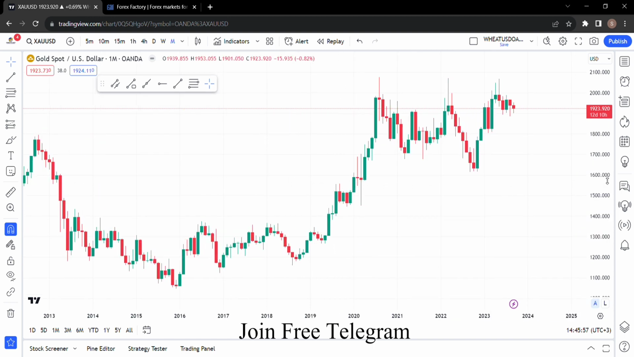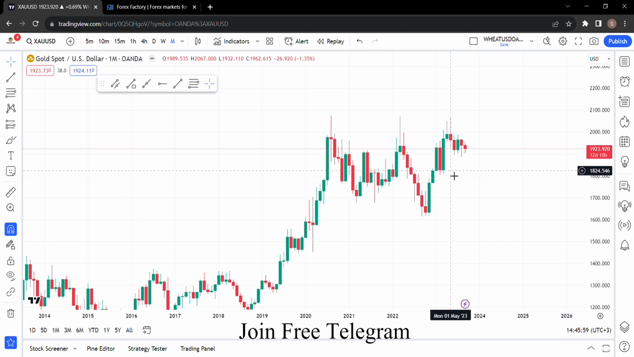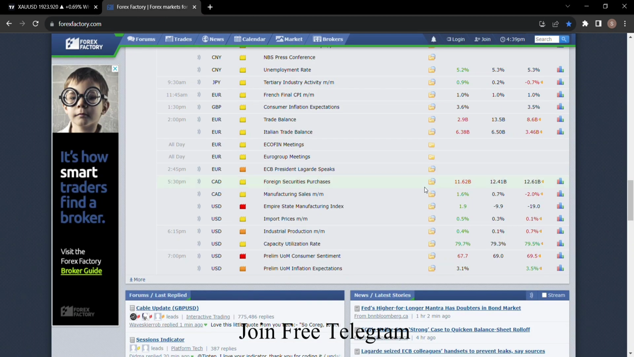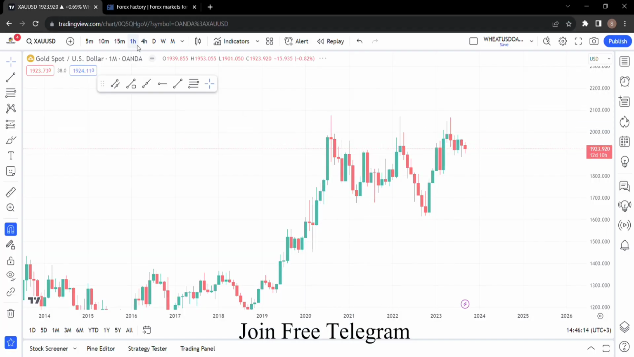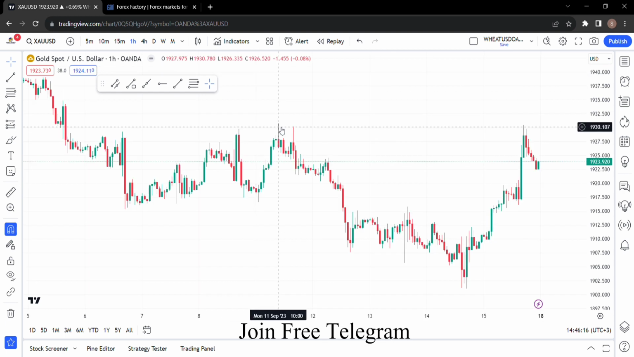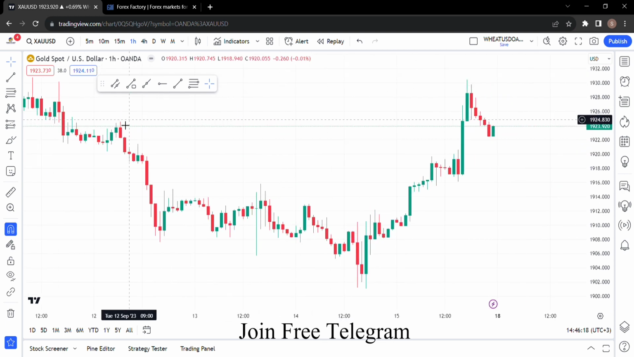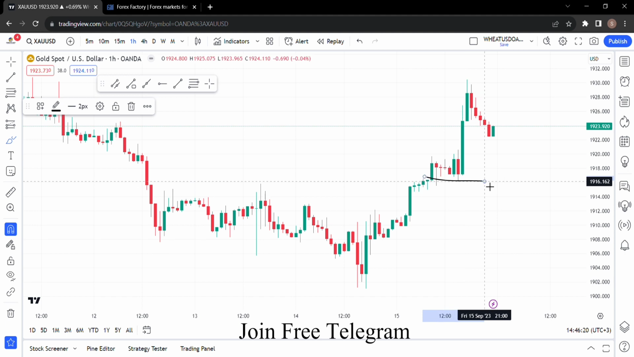As you can see, this is the chart of gold. First of all, let's move to the news panel. As you can see, on Friday we had three news. Empire State Manufacturing Index, which was positive, so gold was supposed to fall, but this never happened. Gold jumped from these areas by almost 100 plus pips, from the area of 1916 to 1930.